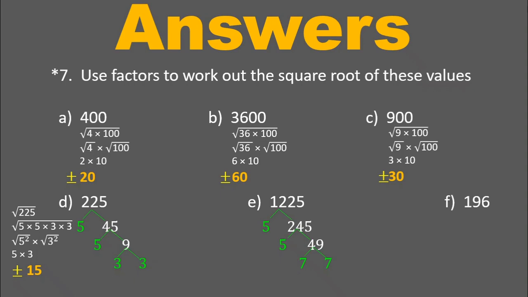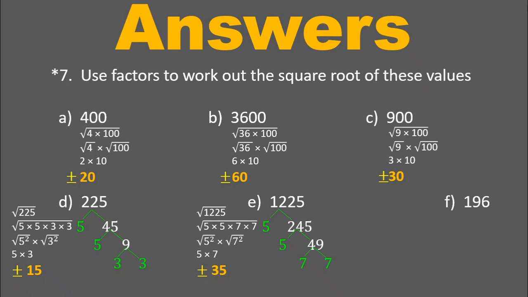Once again, we can write 1,225 as a square number multiplied by another square number. So we can square root each of those numbers, and we'll have the square root of our original value, 1,225. It's positive or negative 35. Try question F for yourself now. We're going to go through it the same way. First, we'll do our factor tree.